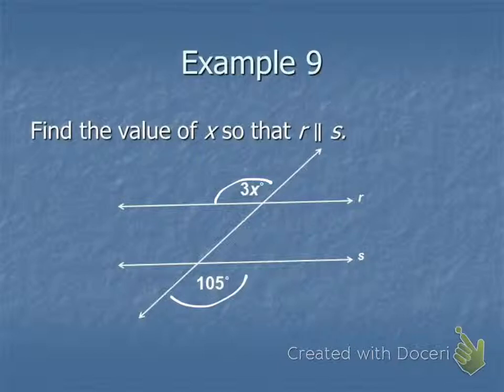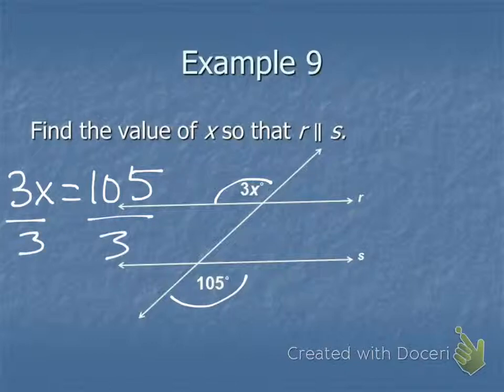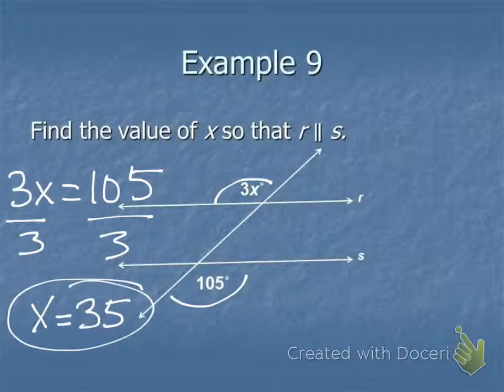Did we? What do we know about alternate exterior angles? They're congruent. So don't set them equal to 180. We haven't learned that, okay? We do know that in order for these lines to be parallel, those angles must be congruent. So sometimes these problems require you to actually think about what you've learned and not just set it up the same way you set up the last one. Okay? But you divide both sides by 3. 35. There you go. What are your questions on this?